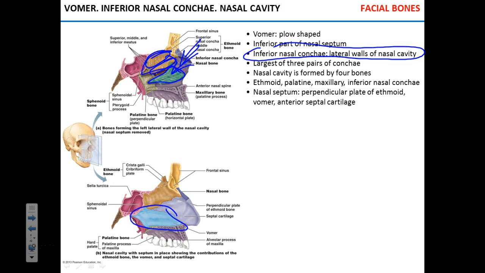Just out of curiosity, why do we need increased surface area in the nose? The olfactory epithelium is in the roof, not on the conchae. What do we do with air in the nose? Yes, so filtration first. You filter all the crap out of the air.